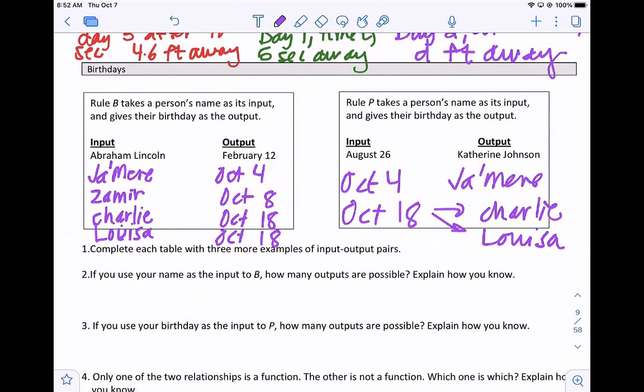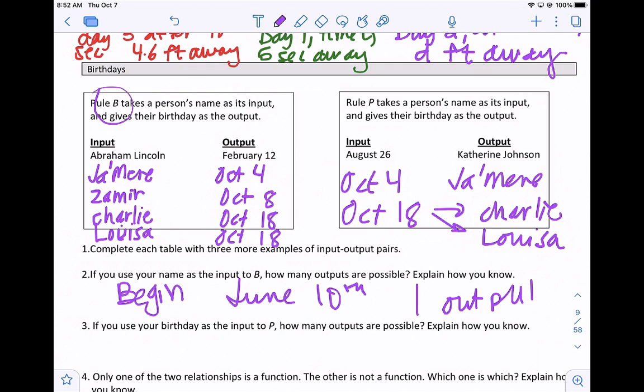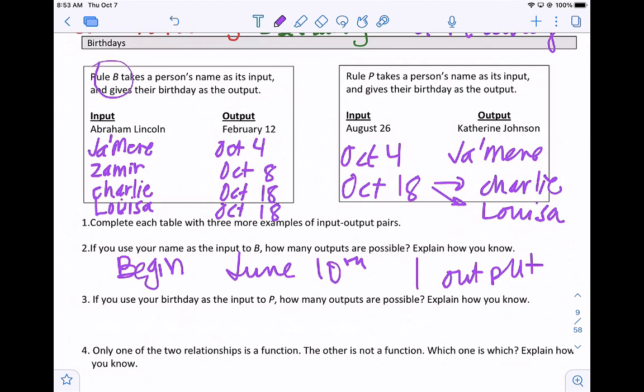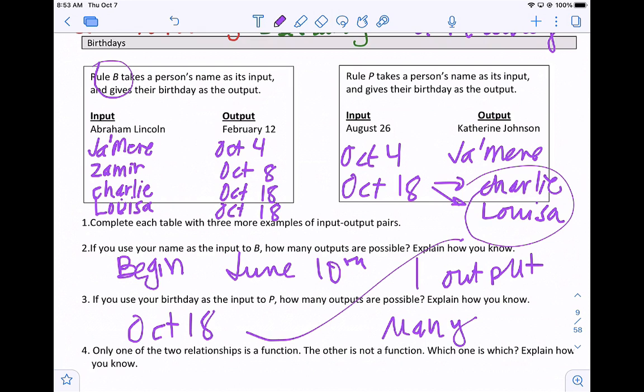Number 2, if you use your name as the input to B, how many outputs are possible? Okay, so B is the first one right here. If I use my name, like Mrs. Bajan, I have 1 output. I was born on June 10th. So I have 1 output. If I use my birthday as input to P, how many outputs are possible? All right, so what if we used October 18th? And we can see that there's going to be more than 1 output. There's probably many people that were born on October 18th. So there could be many people born on a certain day.